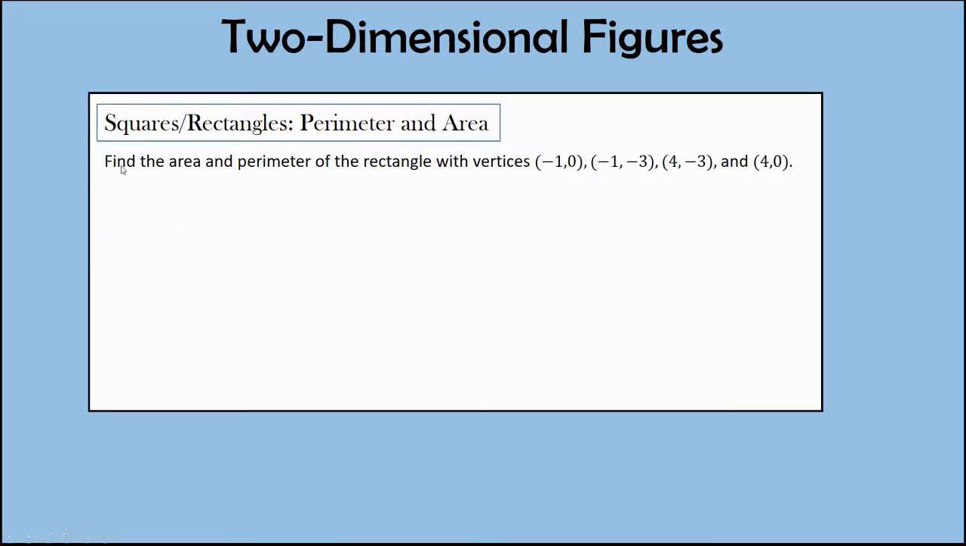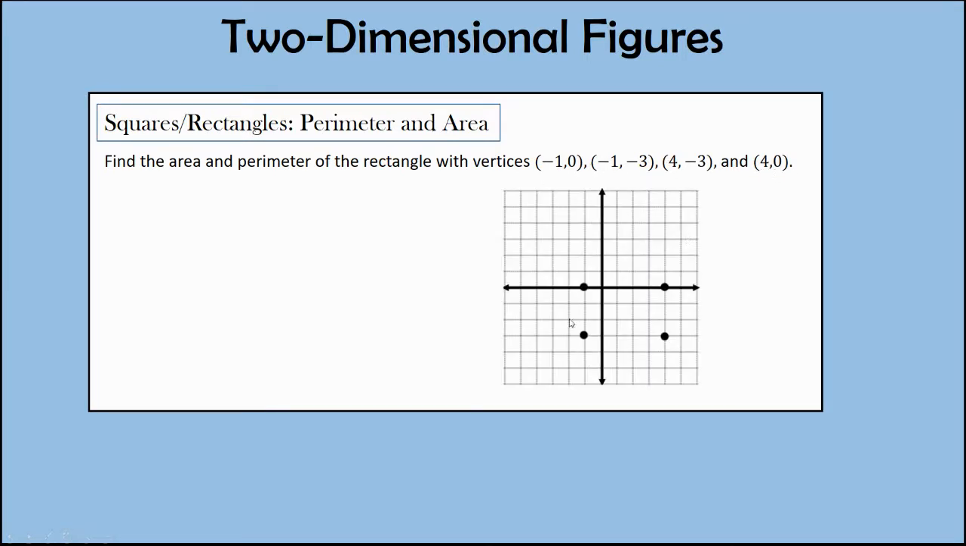Another application, let's say we're asked to find the area and perimeter of a rectangle given these vertices. Well, what I would do is make a quick graph. If you've got graph paper, use it. So plot -1, 0, -1, -3, 4, -3 would be down here, and 4, 0 would be there. So plot your points. They're telling you it's a rectangle, but it's nice to see it.